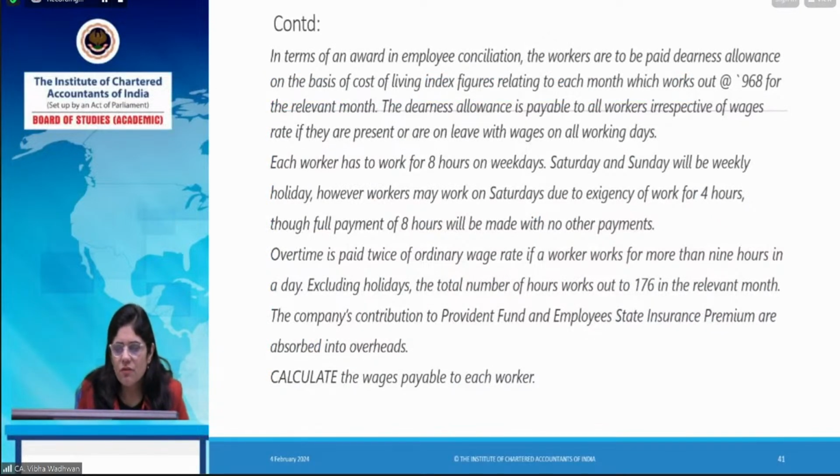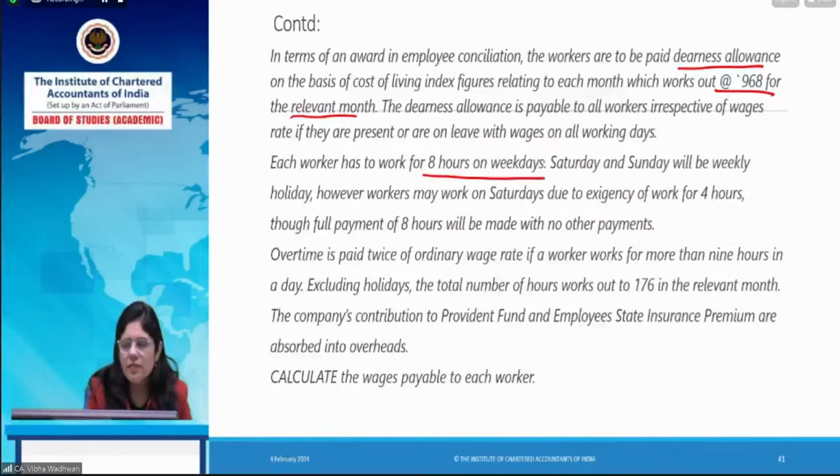In terms of an award in employee conciliation, the workers are to be paid DA allowance on the basis of cost of living relating to each month. So this is the DA allowance for the relevant month. Clear? DA allowance is payable to all workers. Each worker has to work for 8 hours on weekdays. So every worker has to work for 8 hours every day.